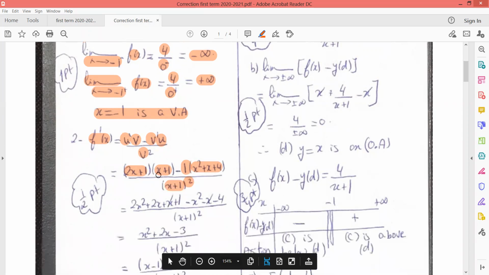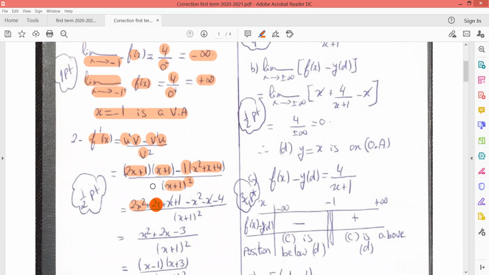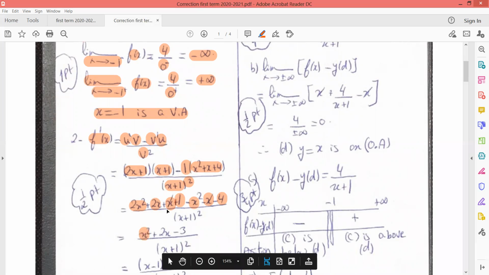squared. You expand: 2x times x we get 2x squared, 2x times 1 is 2x, 1 times x is x, 1 times 1 is 1, minus x squared, minus 1 times x, we have to change the signs, minus x, minus 4. 2x squared minus x squared, by simplifying, we get x squared. x minus x, 0, we get 2x. 1 minus 4 is minus 3.